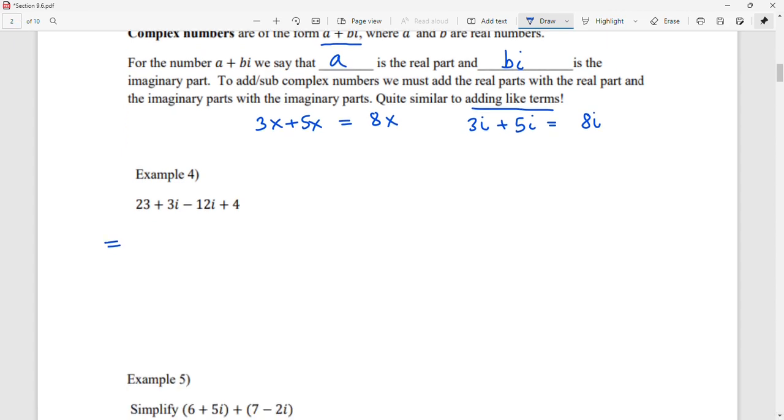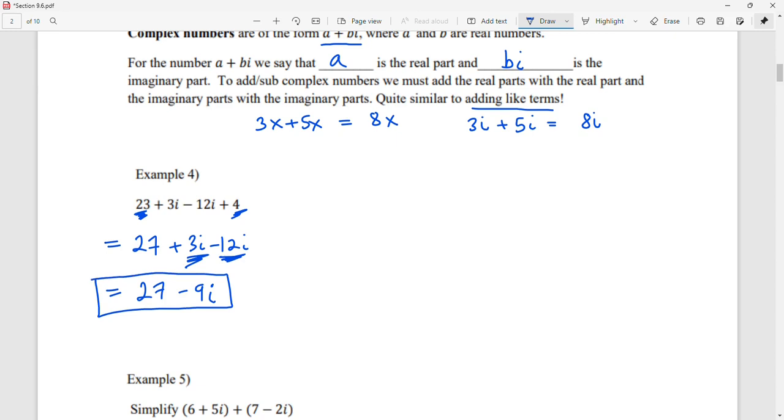For example 4, we'll collect like terms. 23 plus 4, that gives us 27. And then we'll focus on the imaginary component. 3i minus 12i, that all together gives us -9i. And so this is it. This is our solution, 27 minus 9i.